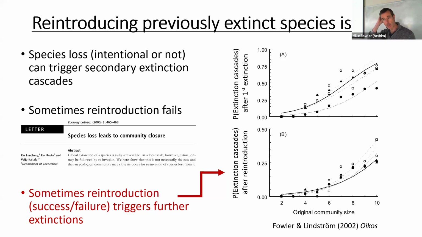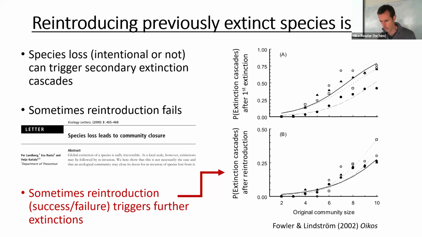I explored this a little bit further with Jan Lindström as part of my PhD, and we discovered that, in fact, sometimes it can be worse than that. It's not just that the removed species can't be reintroduced successfully. It's that sometimes the attempt to reintroduce it can lead to further extinction cascades, which is what I'm showing in the bottom right panel here. So there's a reasonably high probability, even in relatively small communities, 10 species communities, that attempting to reintroduce species can trigger further extinctions. So we need to be aware of this in a lot of these discussions.